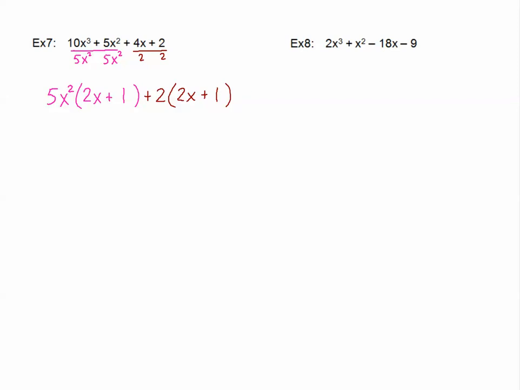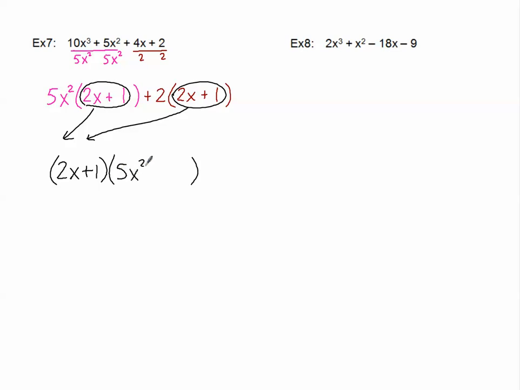Great. I know that I've sort of got my little checking tool here. The parentheses are identical. So I'm going to take the parentheses and factor them out as a GCF, 2x plus 1. And I'm going to set up another set of parentheses for the other things that remain. That's the 5x squared, and that's the plus 2. Neat. Finished.